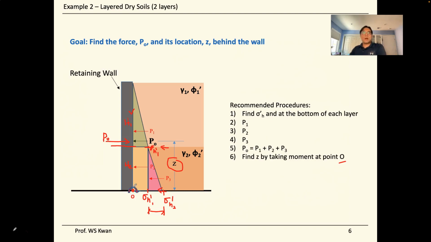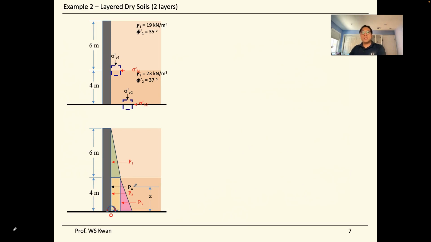So let's try a quick example together. Now we have two layers, the upper and lower layers. The upper layer is 6 meters. The lower layer is 4 meters. And the soil properties change. The unit weight is 19 on top and 23 on the bottom. The friction angles increase slightly, 35 on top and 37 on the bottom.